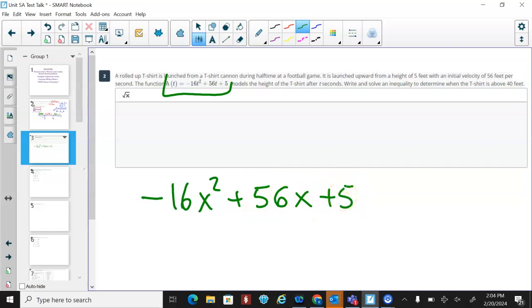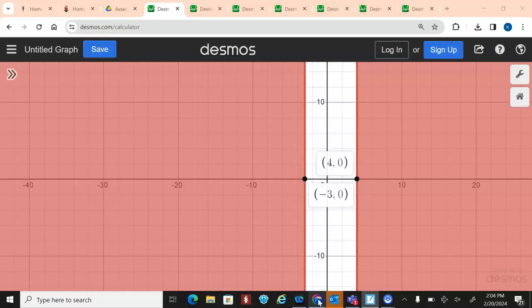Now, what is the inequality here? It says, write a solved inequality to determine when the t-shirt is above 40 feet. What does the word above mean? It means more, okay? More than 40, okay? We're going to take this and we're going to, again, plug it into Desmos. So let me look right here. I already have it ready for you.